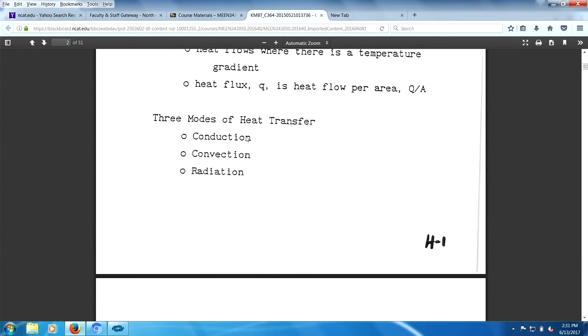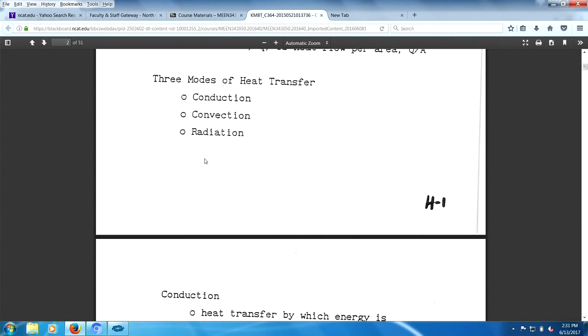Actually, there are other modes of heat transfer: mixing, basically direct contact heat transfer, where you take, say, a cold stream and a hot stream and mix them together. Boiling, phase change, and condensation are not listed here. So there are other modes of heat transfer besides those.